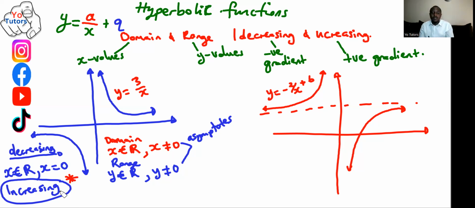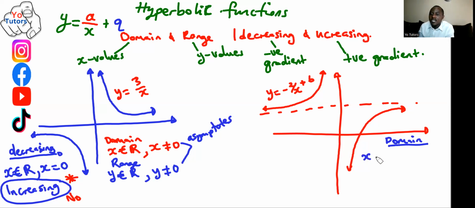Increasing, no, not increasing. Okay, so what about this other graph here, y = -2 over x plus 6? Let's see what will happen here. Now let's look at the domain. What happened to the domain? Remember guys, it remains like that.